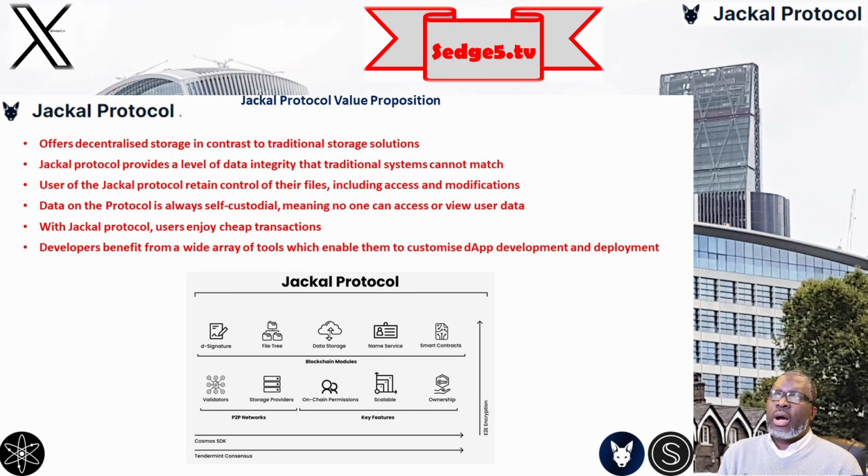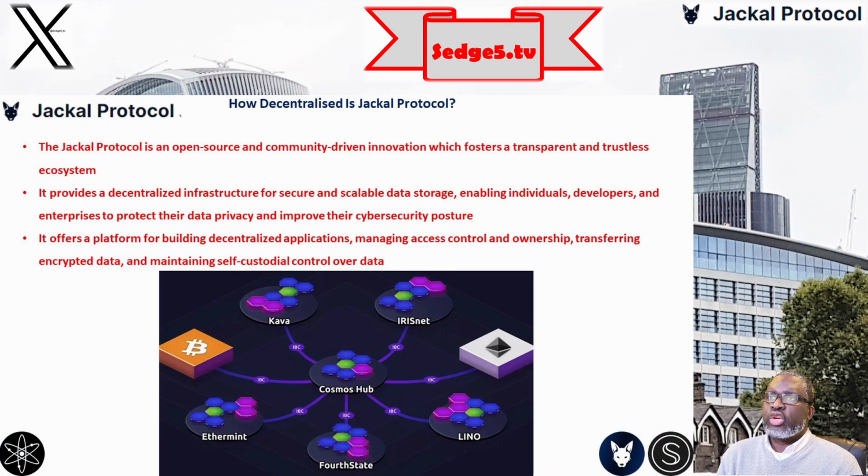Now, as part of our review, as we stated earlier, we are going to be looking at the 13 elements, and we start with decentralization. The JKL protocol is an open source and community-driven innovation which fosters a transparent and trustless ecosystem. It provides a decentralized infrastructure for secure and scalable data storage, enabling individuals, developers, and enterprises to protect their data and improve their cybersecurity posture.